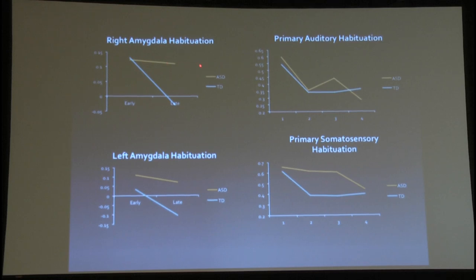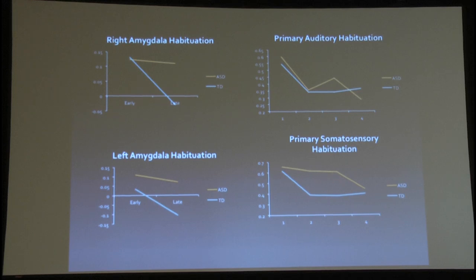So this is a habituation curve in kids with autism and typically developing kids. Here are the emotional centers. As you can see, these emotion centers are simply not habituating in the children with autism. They're habituating very nicely in the typically developing kids. Nobody likes these obnoxious sounds. The habituation rates are present but slower in auditory cortex, and in somatosensory cortex much, much slower.